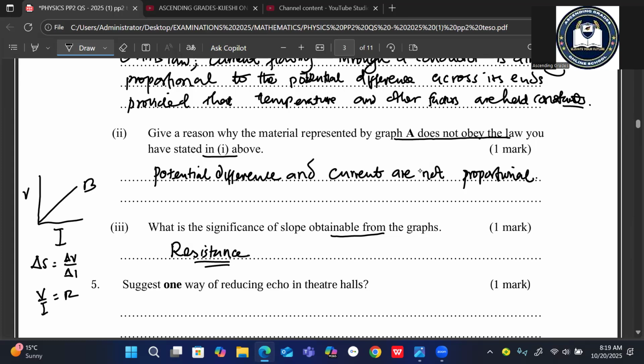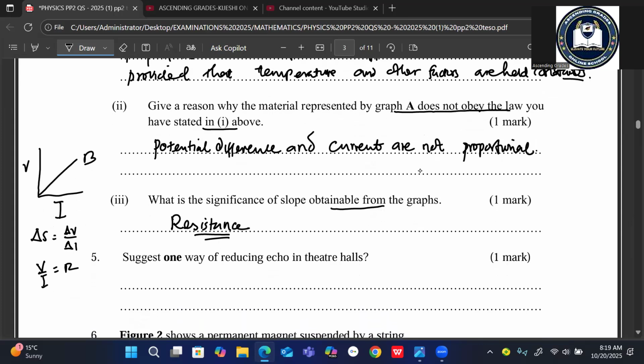Suggest one way of reducing echo in theater halls. Remember, in the theater halls, if these walls are not meant to absorb most of the sounds, then they are going to produce a certain effect called reverberation. Therefore, this question is like asking, how do we reduce the effect of reverberation in theater walls? You can use absorbent materials on walls.